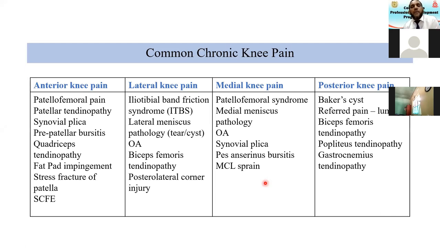For chronic medial knee pain, patellofemoral syndrome is one of the commonest, and also osteoarthritis and plica, as well as pes anserine bursitis, which is the common bursa around the common insertion of the medial hamstrings. Posterior knee pain is commonly due to Baker cyst, biceps femoris tendinopathy, and popliteus tendinopathy.